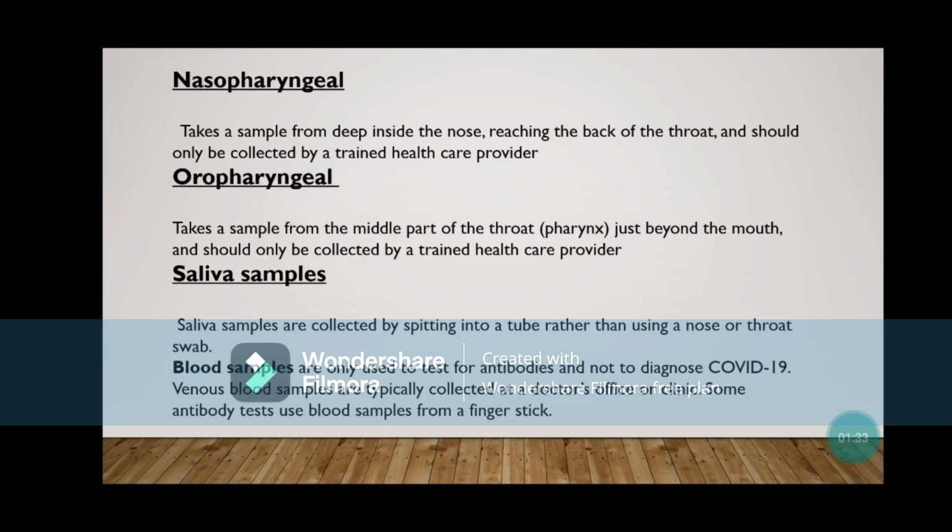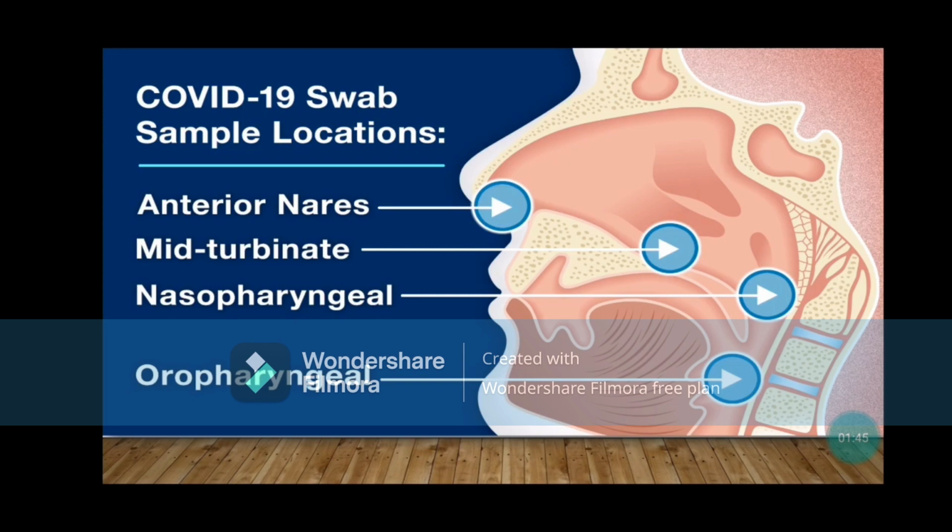Blood samples are only used to test for antibodies and not to diagnose COVID-19. Venous blood samples are typically collected at a doctor's office or clinic. Some antibody tests use blood samples from a finger stick. To understand the locations of the samples better, let's have a look at this diagram. Anterior nares were this location, mid-turbinate was this location, nasopharyngeal as you can see was this location, and oropharyngeal was from this location. So this is how the samples for the diagnostic tests were taken.